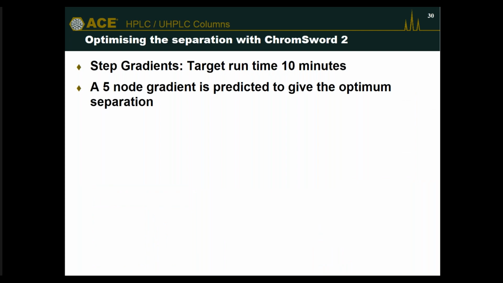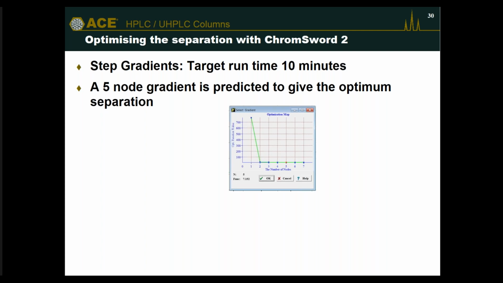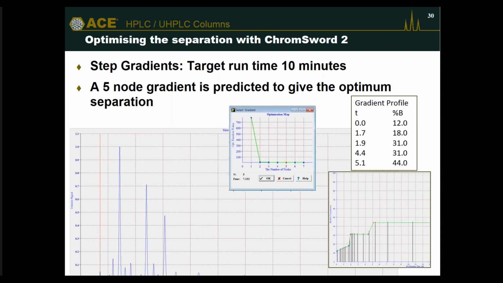So what about the step gradient? So we defined a target runtime of 10 minutes, and we looked at 5 different step options for our gradients, which we can see here from the software. And this was the predicted gradient, step gradient from the software, and the gradient profile you can see on the bottom right-hand corner of the slide.